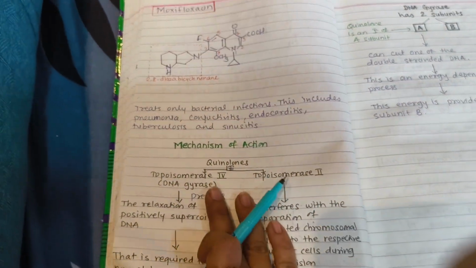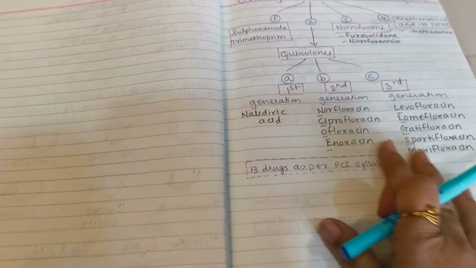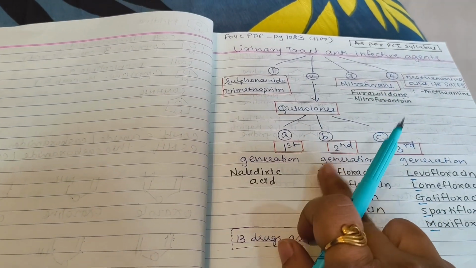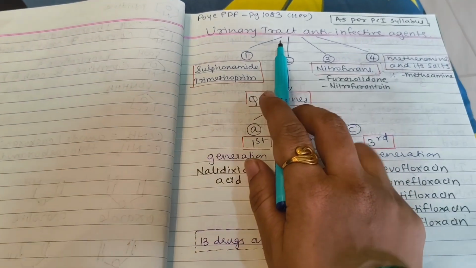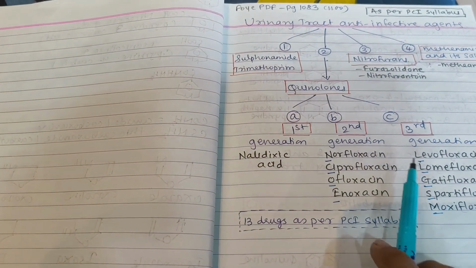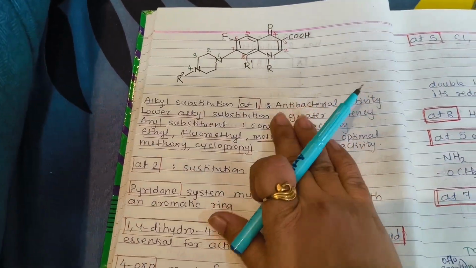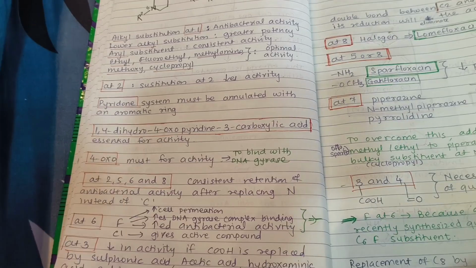Okay, so that was about the first part of urinary tract anti-infective agents, that is quinolones. In the next lecture, what will we see? We will see the structure activity relationship.